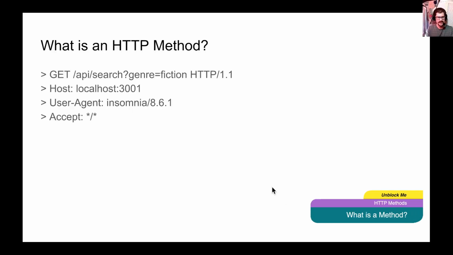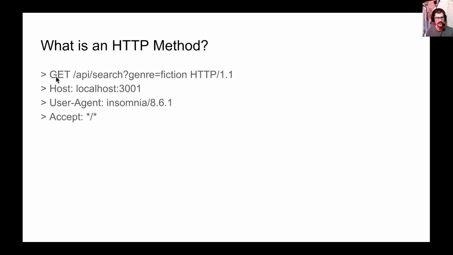So here's an example of an output from Insomnia. You can see the Insomnia user agent there, calling a search API. This part right here is the method. There are 5 main methods that we're going to look at, and they fall under 4 main categories. This is the CRUD that you may have heard before. CRUD stands for create, read, update, and delete. Now, there is 1 method for create, 1 method for read, 2 methods for update, and 1 for delete.